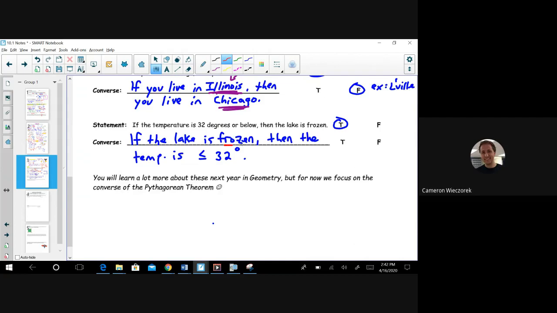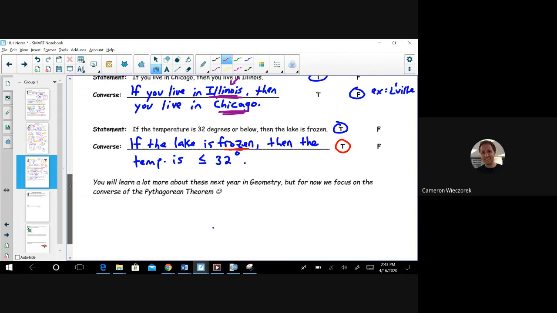Well, the lake is frozen. What's the definition of freezing? Freezing is when the water is 32 degrees or below. This is still a true statement. So this gives you a case where both the original statement and the converse are both true. So they don't always have to have the same or different truth value. Sometimes they can match.